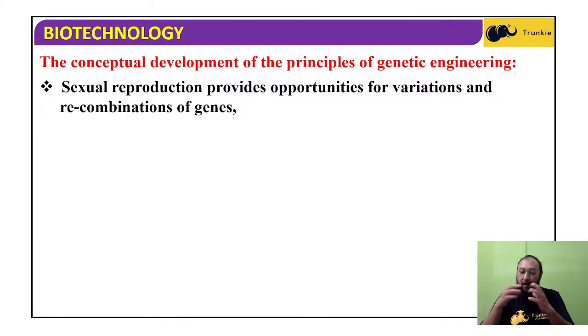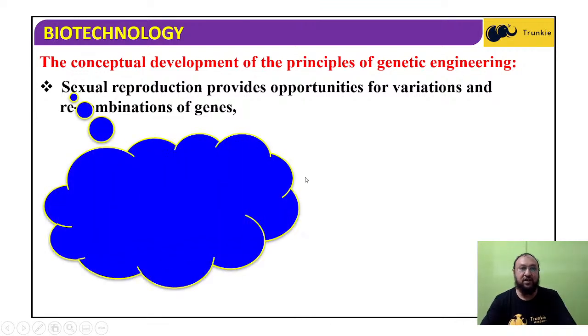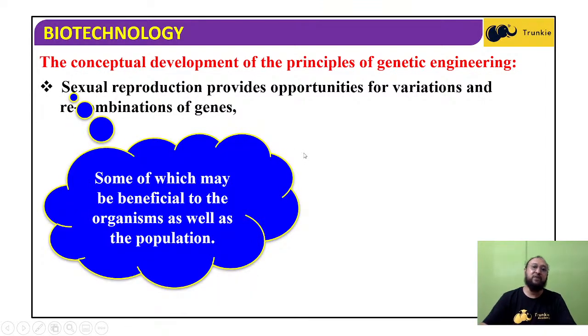A new offspring has some kind of variation as compared to the parents. These variations take place generation after generation, and ultimately the slow-going process of evolution is also occurring. So sexual reproduction provides opportunities for variation and recombination of genes, some of which may be beneficial to the organism as well as the population.